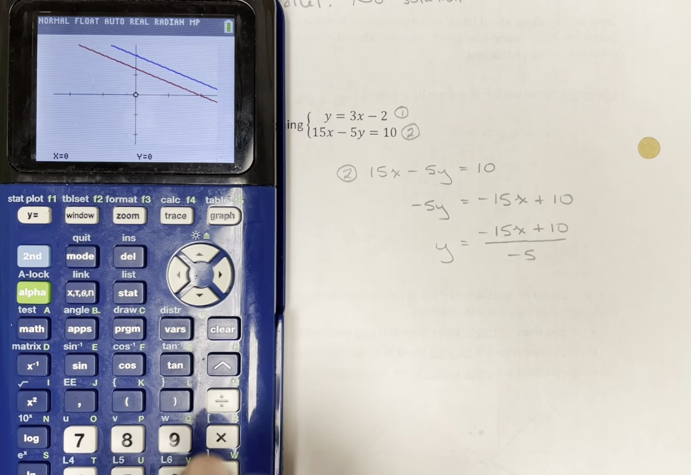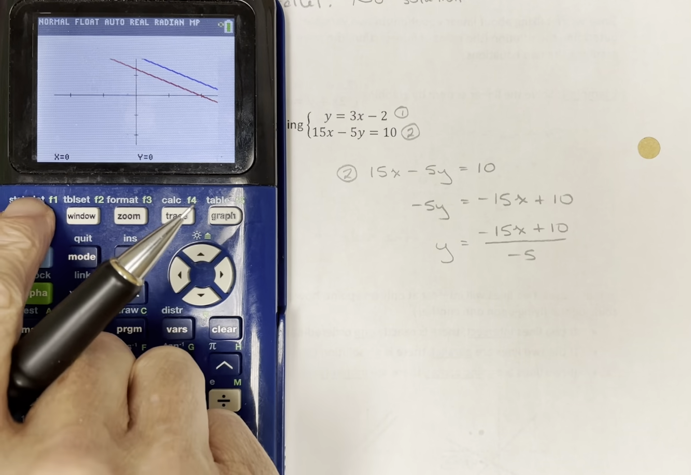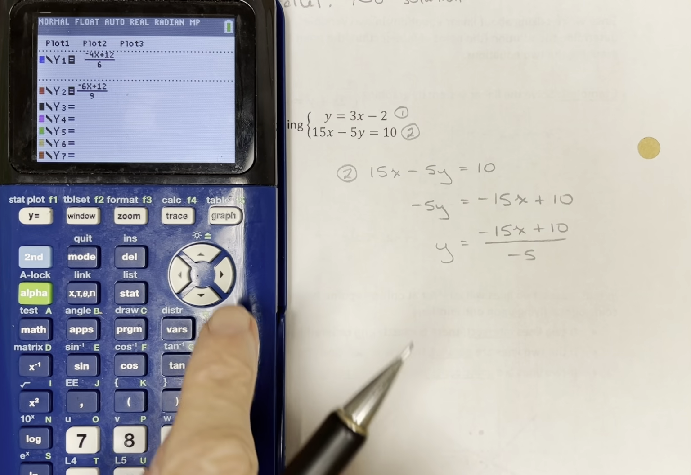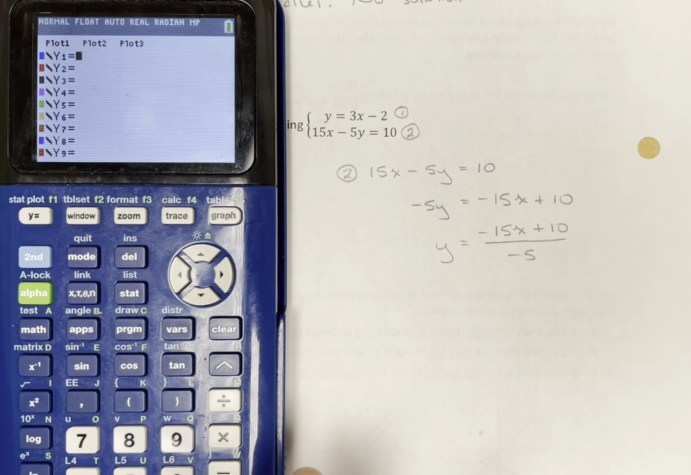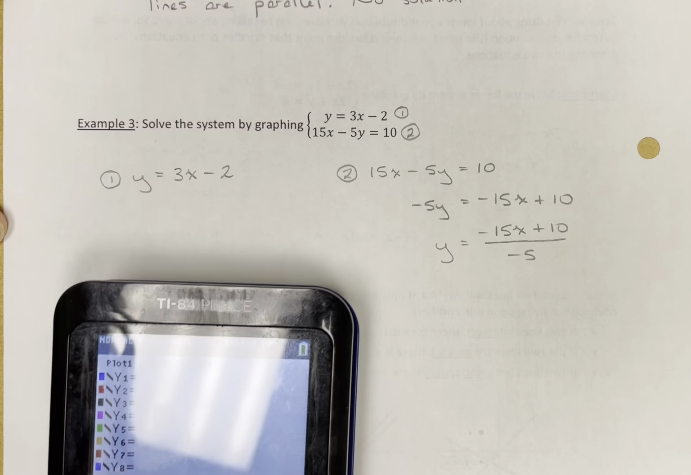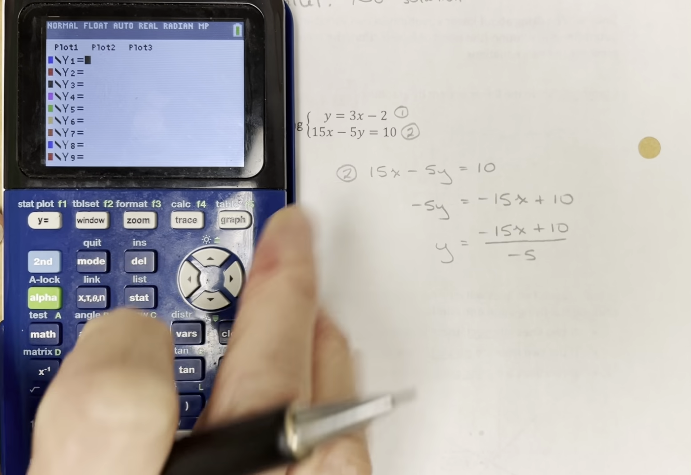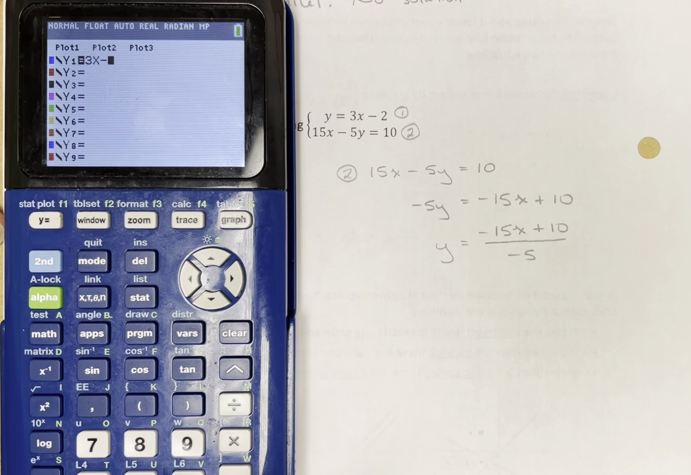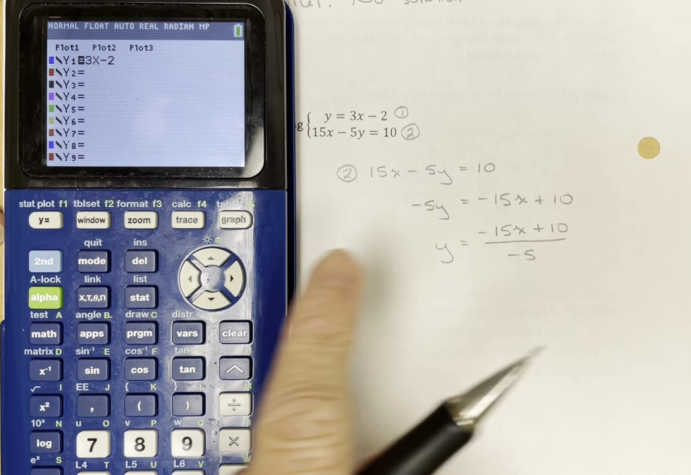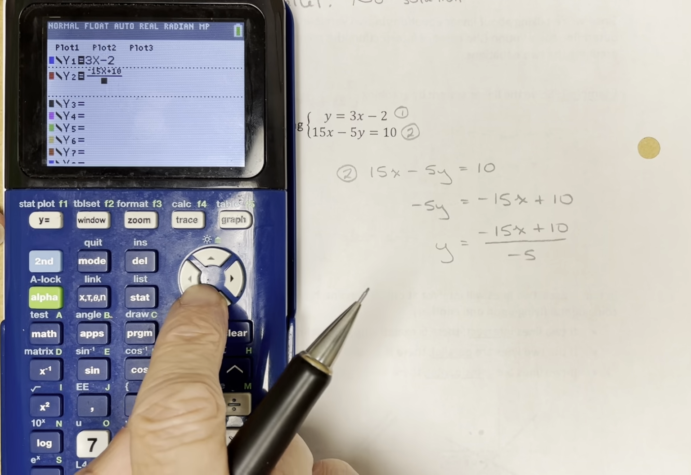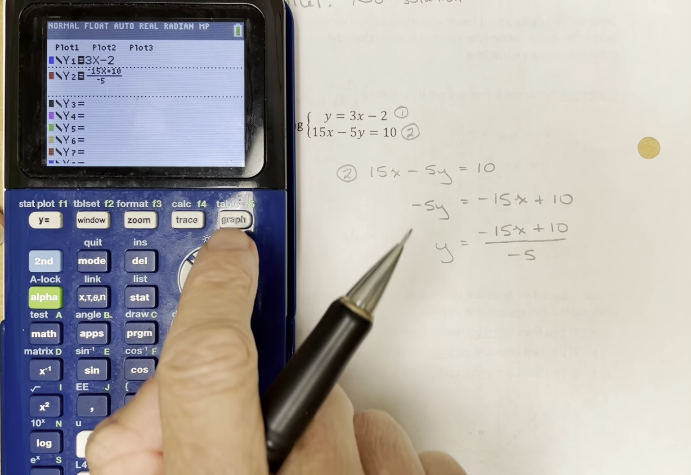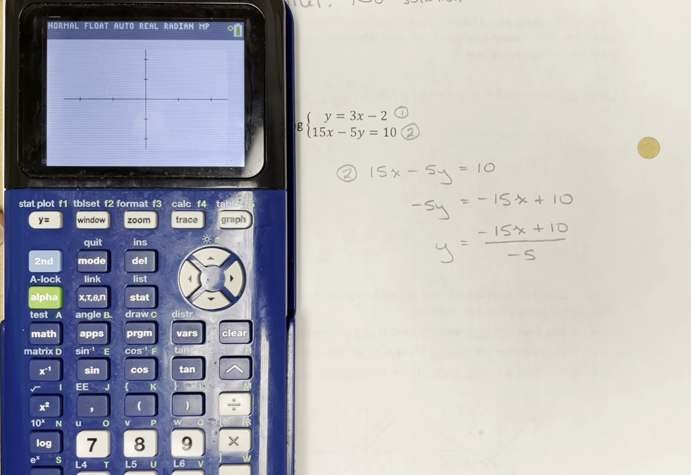Remembering that I'm not in the standard window. So I'll go back to my y equals, and we're going to clear those two out. And my first one was simple. If I remember right, it was 3x minus 2. I had to look at that again. So this is 3x minus 2. That one's done. The second one is here. Get out my fraction bar. Press the negative key this time, so I don't get that error. Plus 10 divided by -5. And let's graph these. Oh, they're not in the standard window, I forgot.